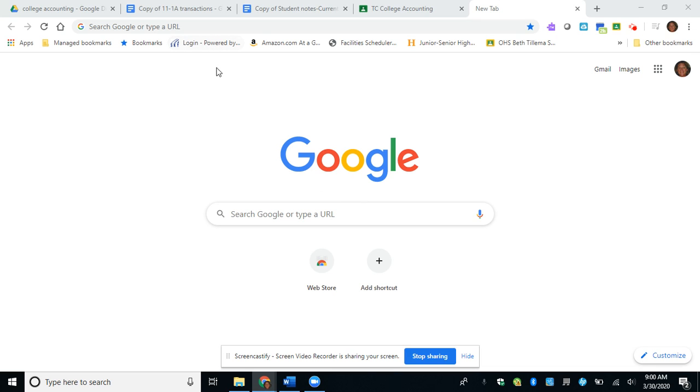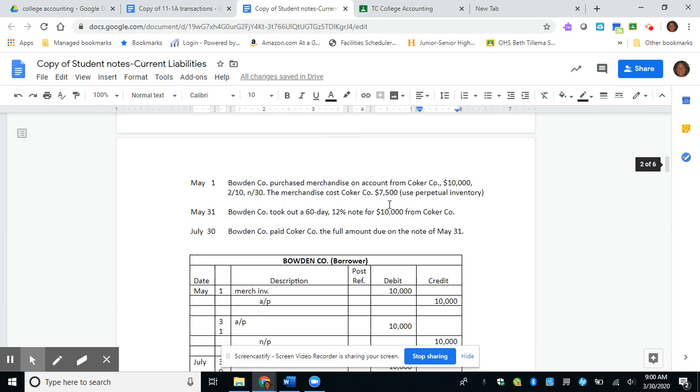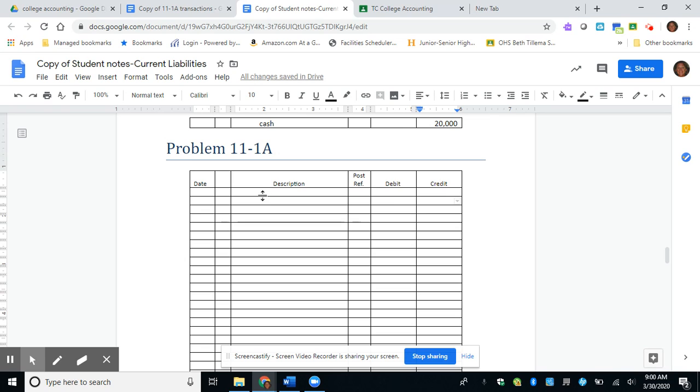Problem from your last note sheet. So if you guys can go back into Google Drive and get your current liabilities notes, which look like this. At the end of your notes, there is a problem. It is 11.1a. It's going to be a practice problem. It's going to go through a lot of the stuff that we have talked about already and some stuff that's going to kind of refresh your memory.